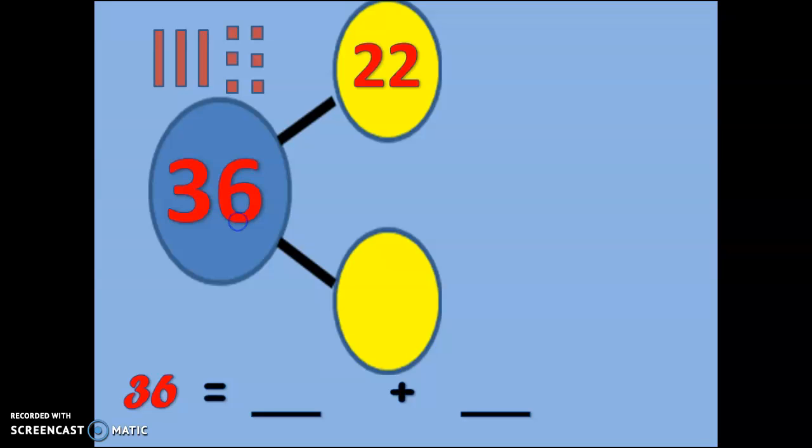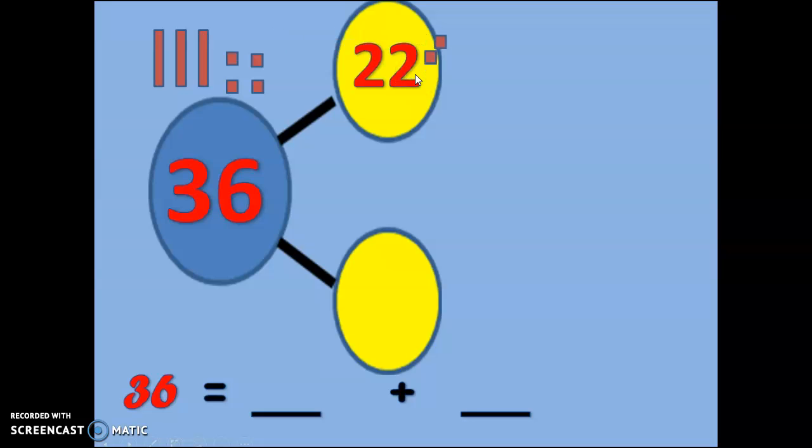Now, if we already fill in one of the numbers, we need to try and work out what this missing number is. Alright? If we have the number 22, we need to look at how many tens and ones we've got over here and how many tens and ones we need for this part. So we need 2 tens and 2 ones.